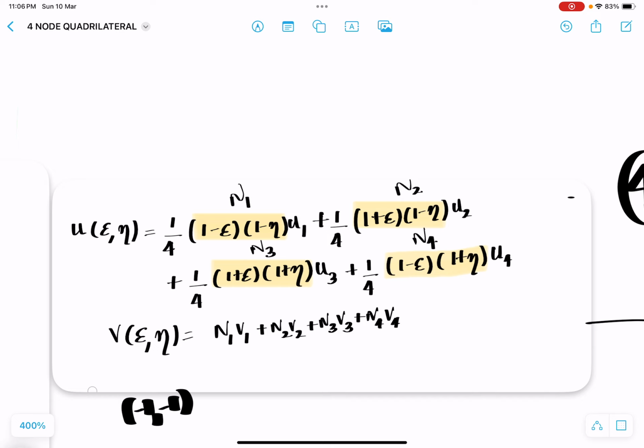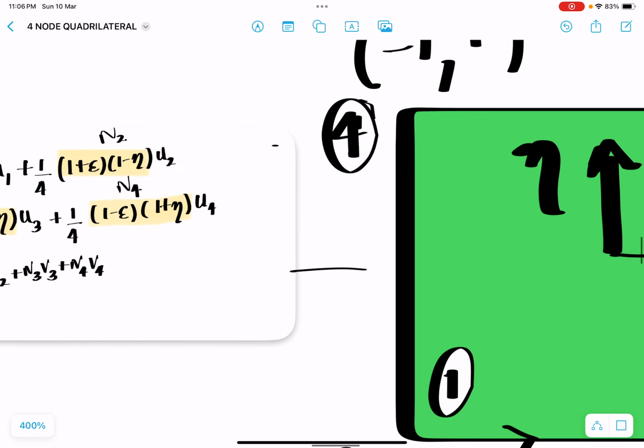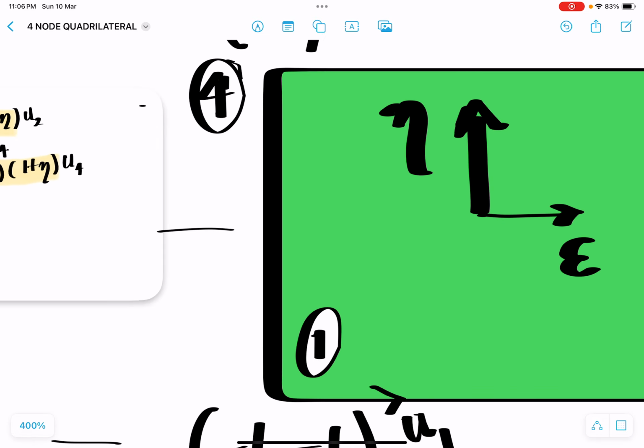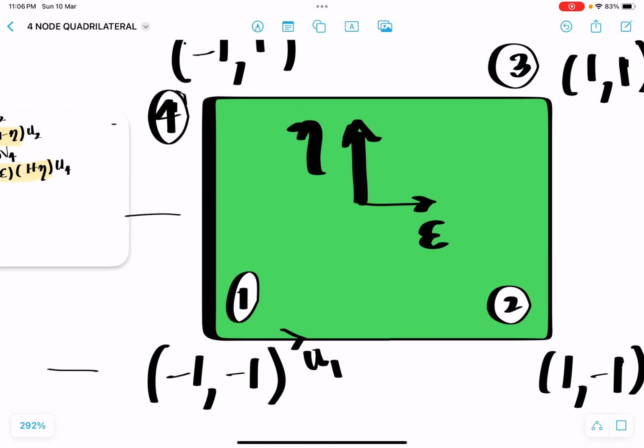Okay, the first pattern that we are going to see now is, if you look at this master element at nodal point 1, the nodal point 1 coordinate is minus 1 comma minus 1. So at minus 1 comma minus 1, which means when epsilon is minus 1 and eta is minus 1, the value of u should be u1.